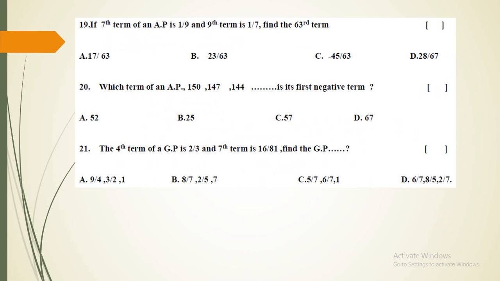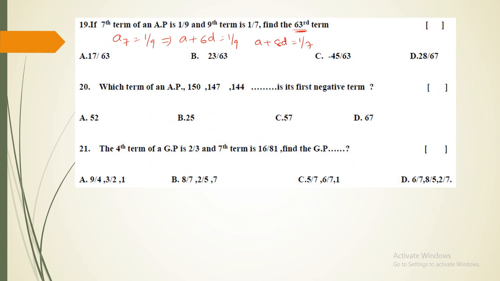Next, moving on to one more question. 7th term of AP is 1 by 9 and 9th term is 1 by 7. Then the 63rd term is? 7th term of AP is 1 by 9. So that means A7 is equal to 1 by 9, which implies A plus 6D is equal to 1 by 9. Same way, A plus 8D is equal to 1 by 7.